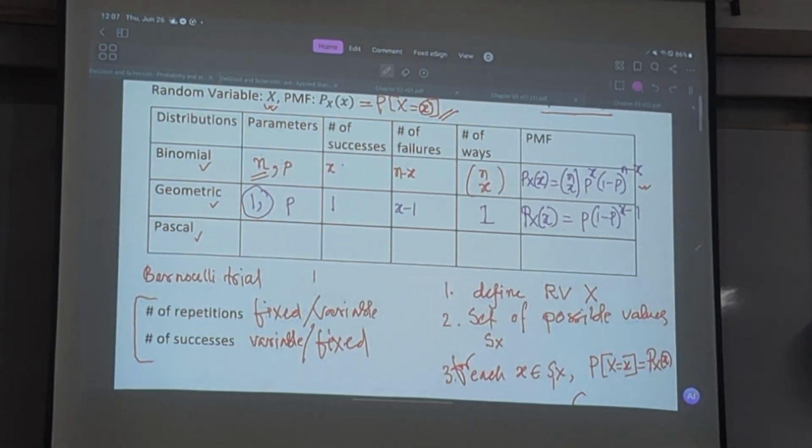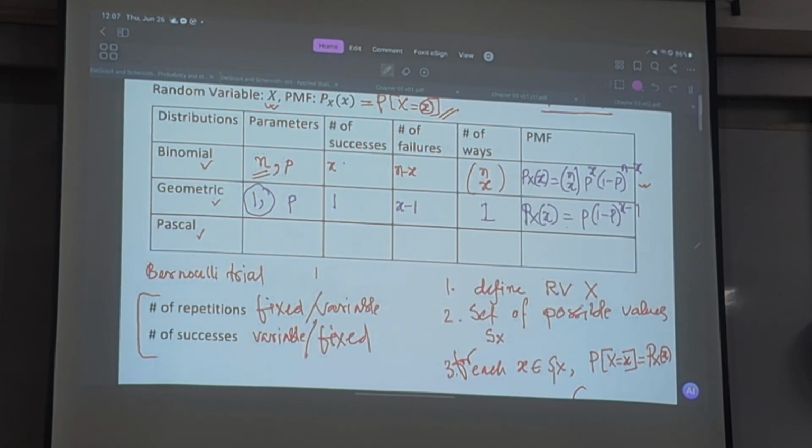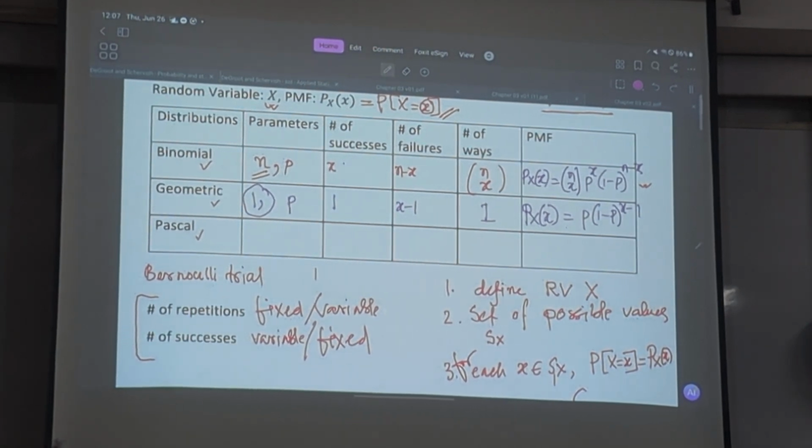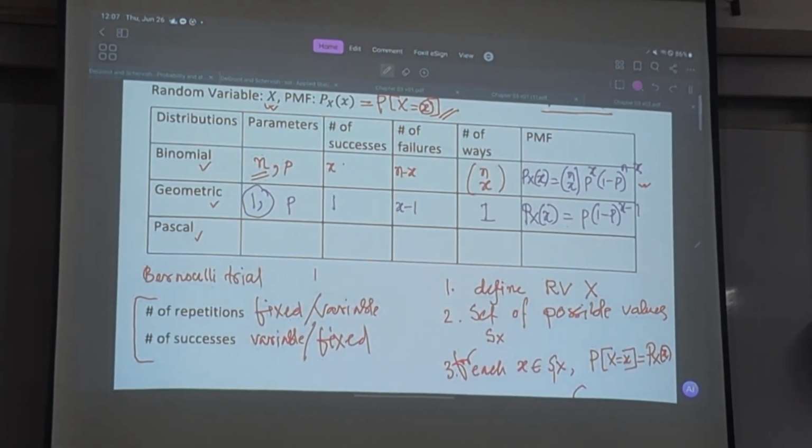This is clear. For the Pascal variable, what is the constant? Is the number of repetitions constant or the number of successes?